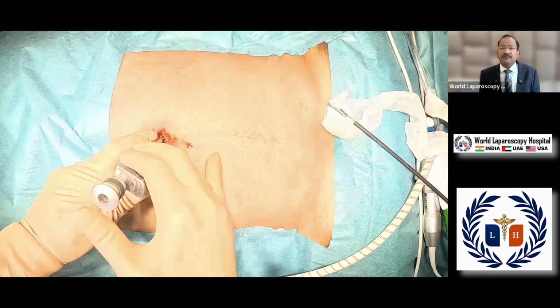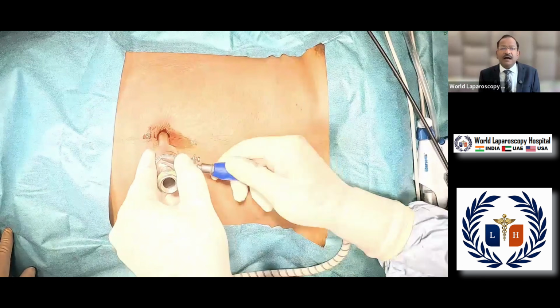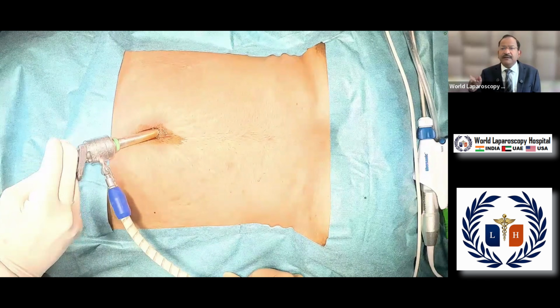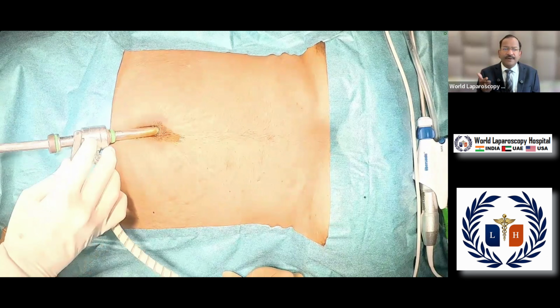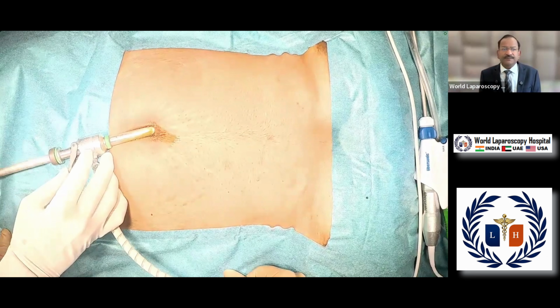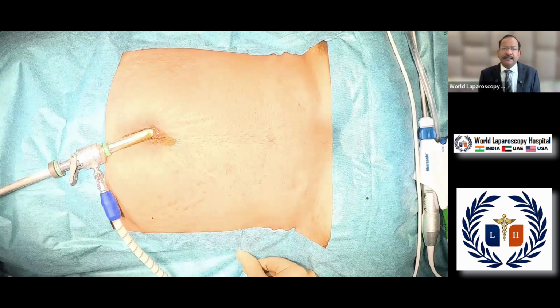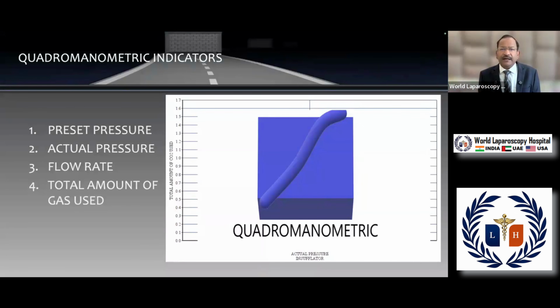Then a hissing sound will come from the back of the trocar. After that, connect the tubing of the insufflator and now increase the maximum flow rate to 10 liters per minute, and then introduce the telescope. And this is how you can do the Veress needle technique. It is very easy, very effective.